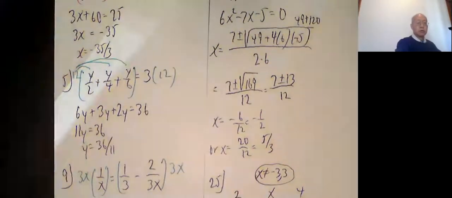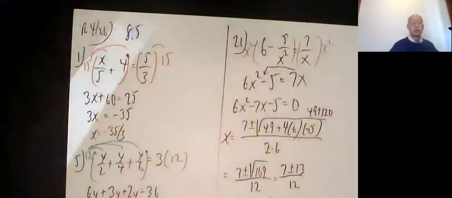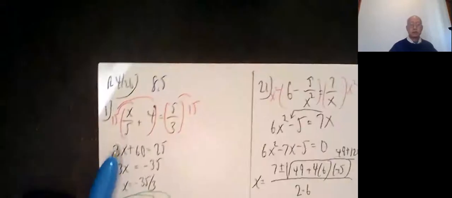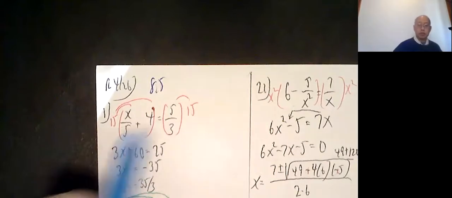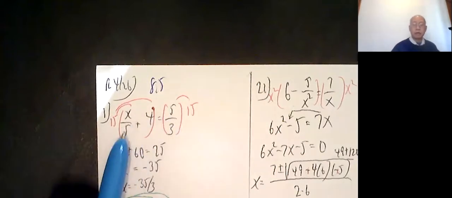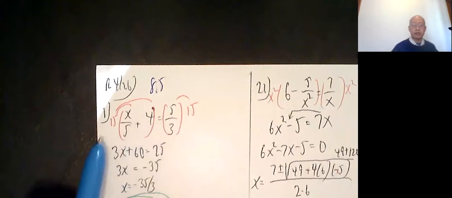All right, so we'll be solving equations with fractions now. Okay, so number one, x over 5 plus 4 equals 5 thirds. Whenever possible, I would get rid of the fraction. So I multiply both sides by 15, common denominator between 5 and 3. That cleans up the fractions.